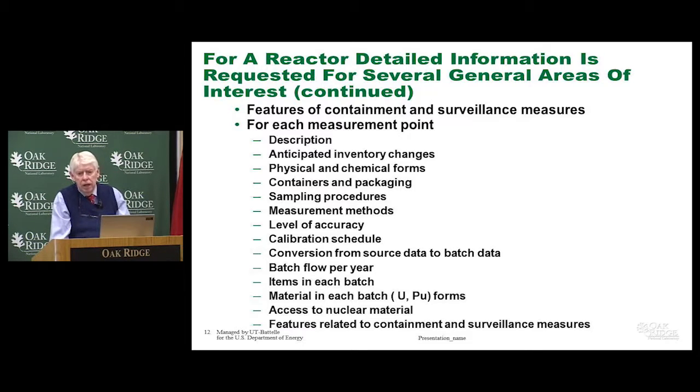And then what are special features that might be related to containment and surveillance measures that are unique to that particular facility? In some cases, for processing plants, these are unique to the facility because the process may change. You may use multiple processes to do different stages through the plant, and each of those has to have different surveillance and methodology used for materials accountability.